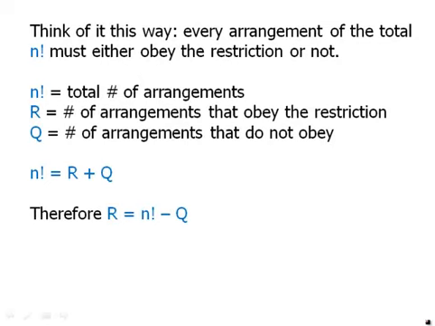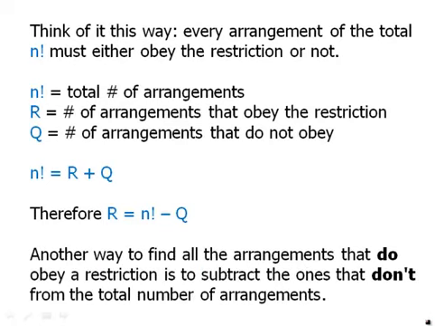Well, of course, that means that we could find R, the total number of arrangements that obey the restriction, by doing n factorial minus the number of arrangements that do not obey the restriction. So another way to find all the arrangements that do obey the restriction is to subtract the ones that don't from the total number of arrangements. And sometimes that's a much quicker, easier calculation to do.